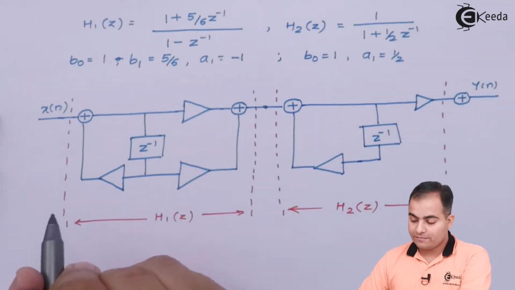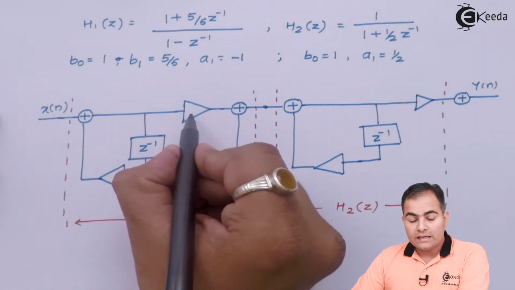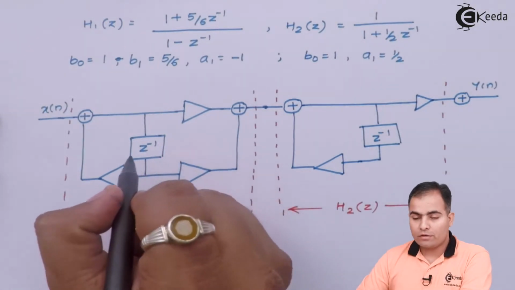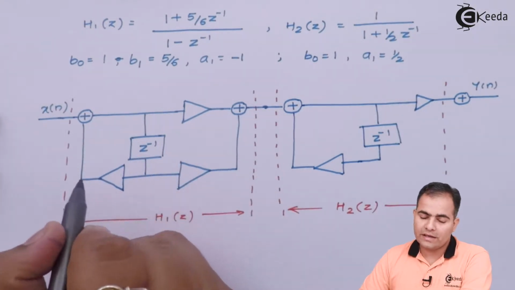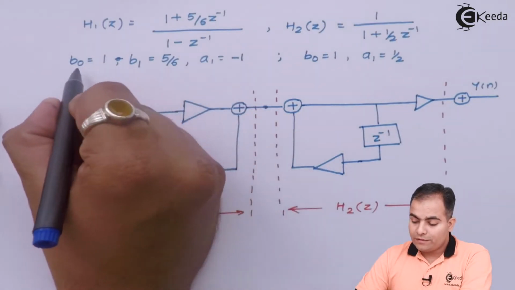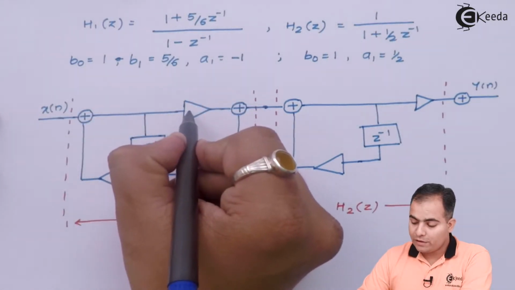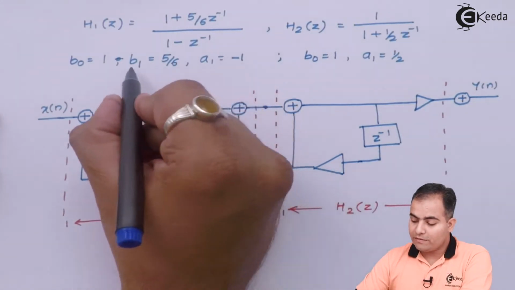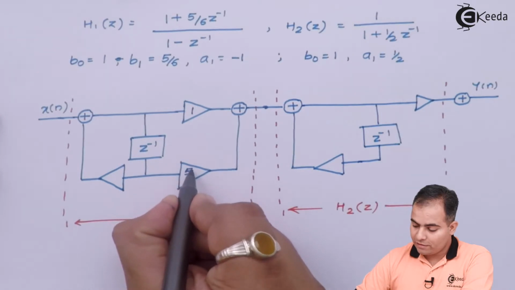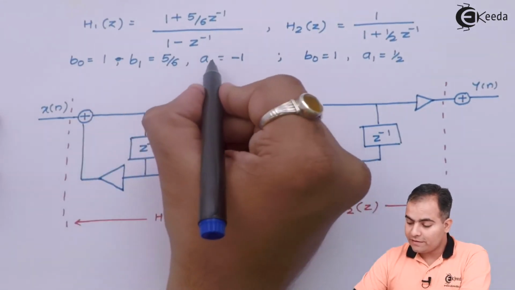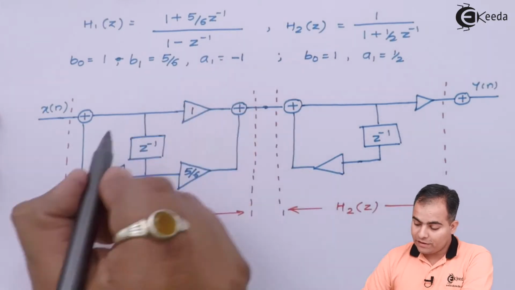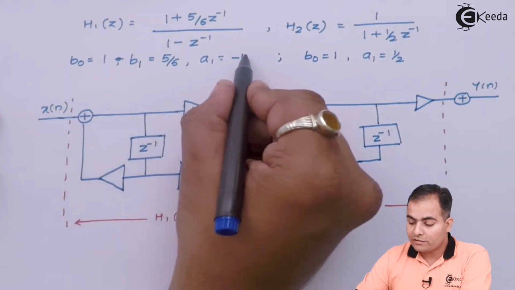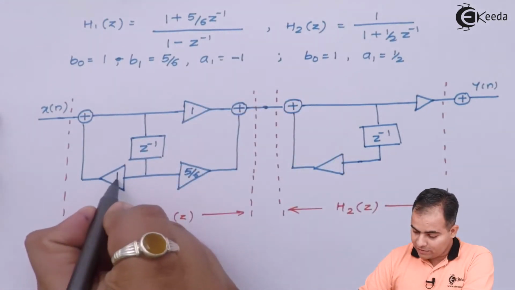Now in the DF2 structure, the right hand side part is always for the constants B and the left hand side part is for A. So the first buffer gives us the value of B0, and the B0 value is 1, so I'm going to write it inside this block. Now the B1 value is 5/6, which will be written over here. Next one is A1. Here A1 is -1, and we know that we will always multiply the minus sign with A1. So minus of -1 is plus 1. So this is my plus 1.